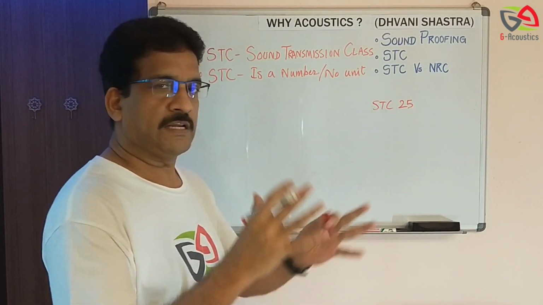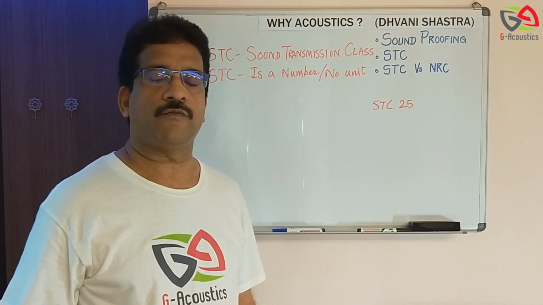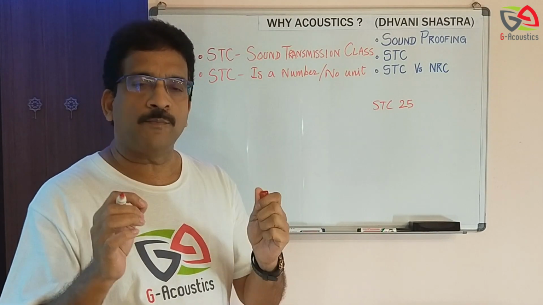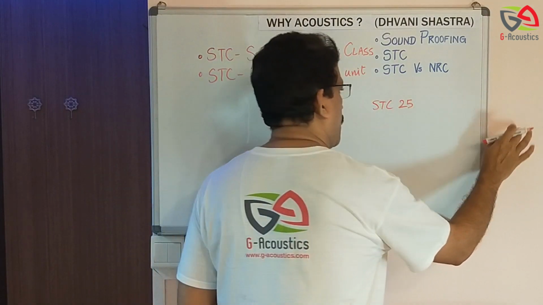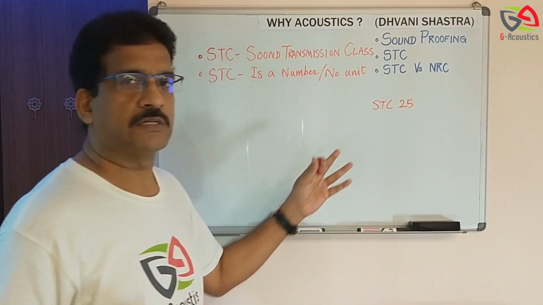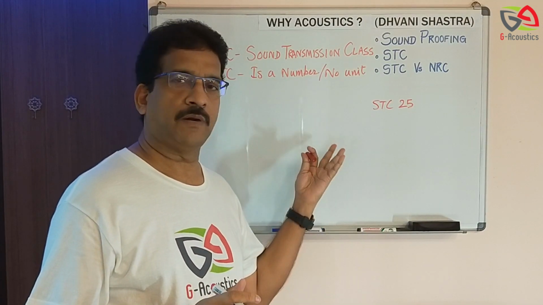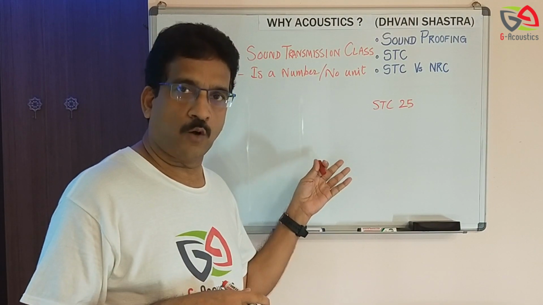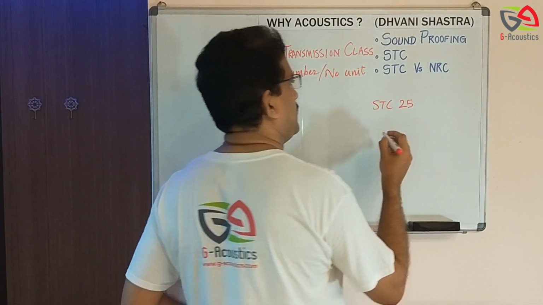Now, let me explain the two extremes. For example, STC 25 means normal speech is easily heard, okay? For example, this wall or a particular door is rated as STC 25. It means that when somebody talks in a normal voice outside, it is going to be easily heard inside, right? That is STC.